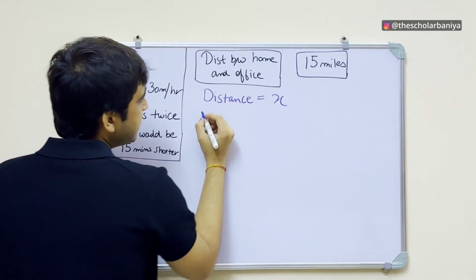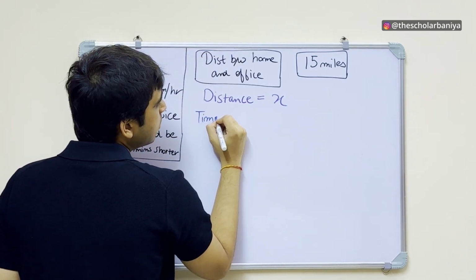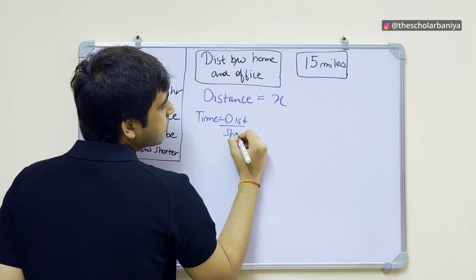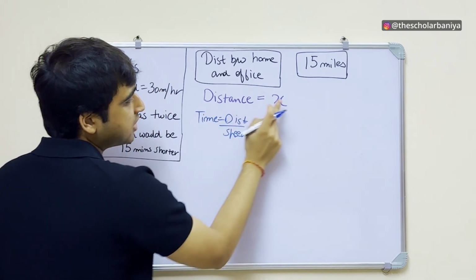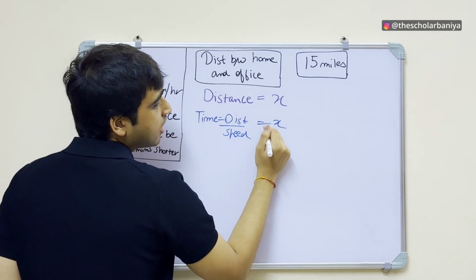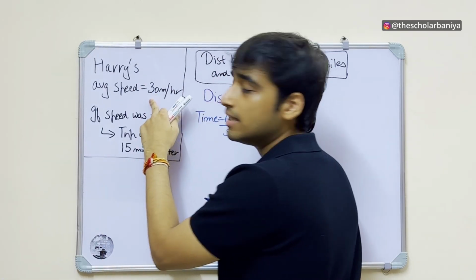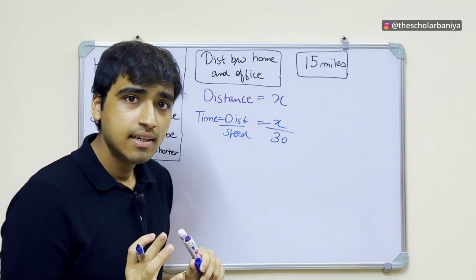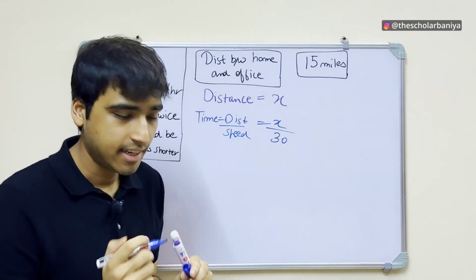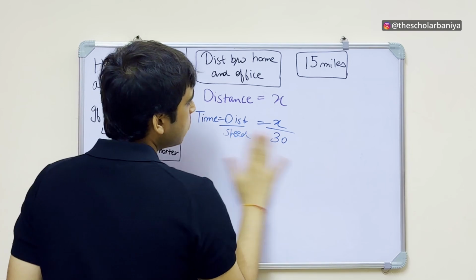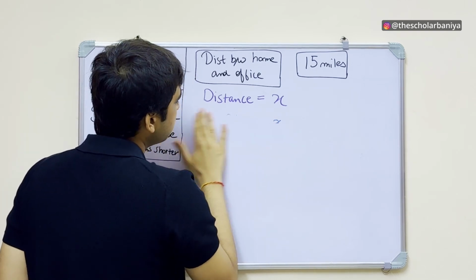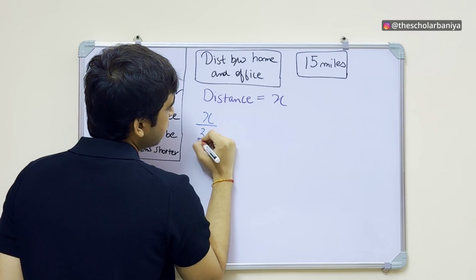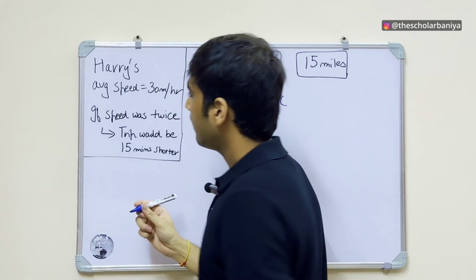So obviously time is equal to distance upon speed, right? So how much is the distance? The distance is x, and speed is how much? Speed is 30, right? So x upon 30 is the total amount of time which Harry takes, right? So we can write x upon 30, right? Now tell me one thing.